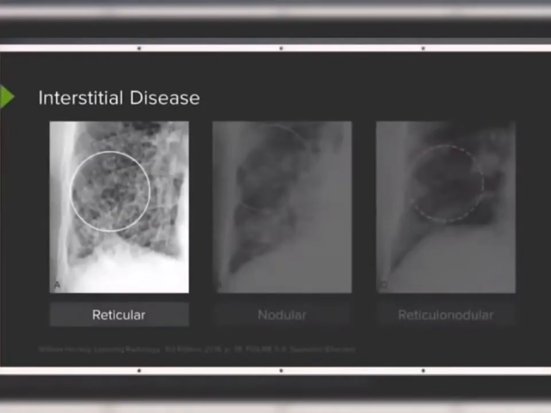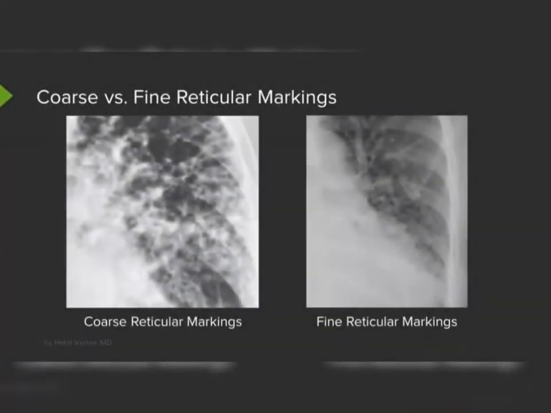So let's take a look first at the reticular patterns, which can be divided into two different types. You can have a coarse reticular pattern, or you can have a fine reticular pattern. And this shows you the difference between the two. The left image shows you what a coarse reticular pattern looks like, and it's just a little bit more dense. It's a little bit more irregular than a fine reticular pattern is.